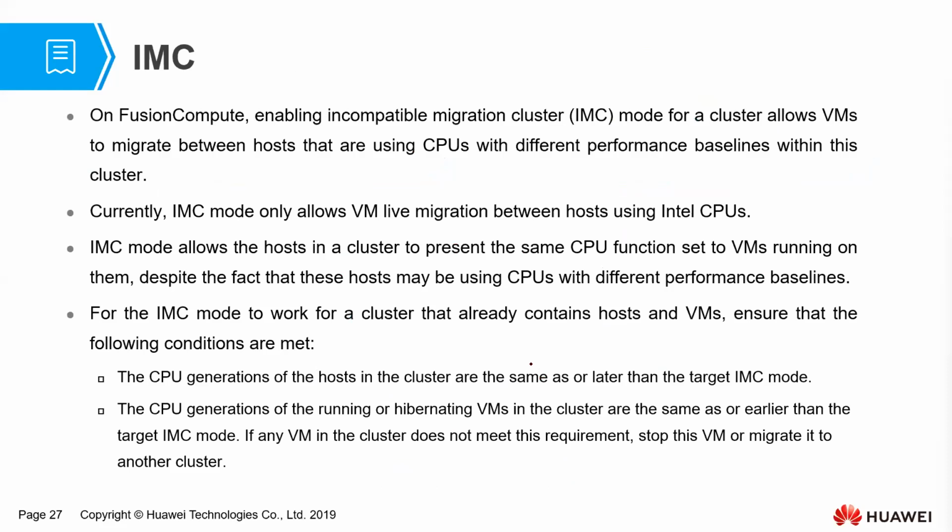And now we want to look at IMC. IMC on FusionCompute is the incompatible migration cluster. So on FusionCompute, enabling incompatible migration cluster mode for a cluster allows virtual machines to migrate between the hosts that are using CPUs with different performance baselines within the cluster.